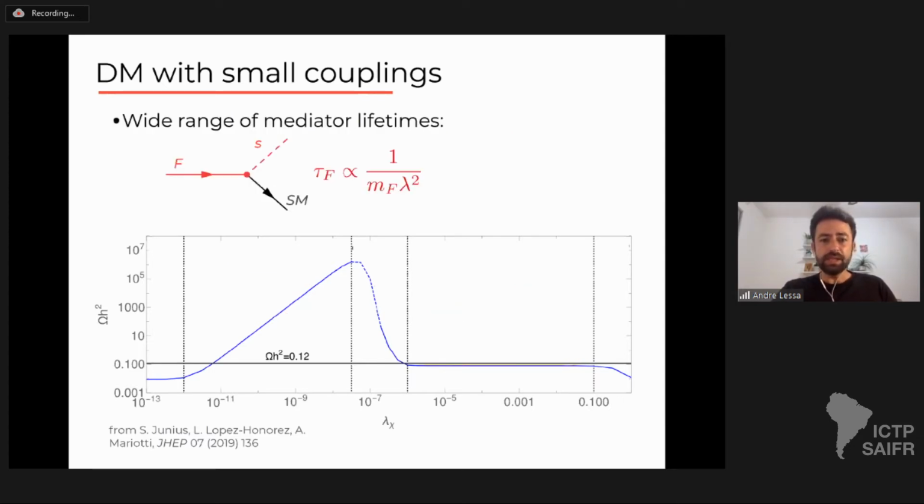So the point here is that we can get the right relic abundance for basically all sizes of this coupling. Here it shows just a couple points where this curve crosses the right relic abundance, but this is for fixed mass of the mediator and the dark matter. If I play with these two extra parameters, I can bring these curves down. And so basically I can get the right relic abundance for a huge range of values for this coupling lambda. And this means that the mediator lifetime can also go from prompt decays to really, really long-lived decays, right?